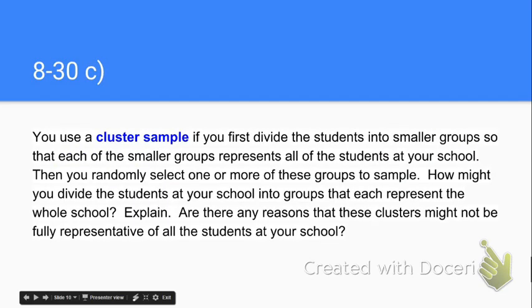If you use a cluster sample, you first divide the students into smaller groups so that each of the smaller groups represents all of the students at your school. Then you randomly select one or more of these groups to be the sample. How might you divide the students at your school into groups that each represent the whole school?